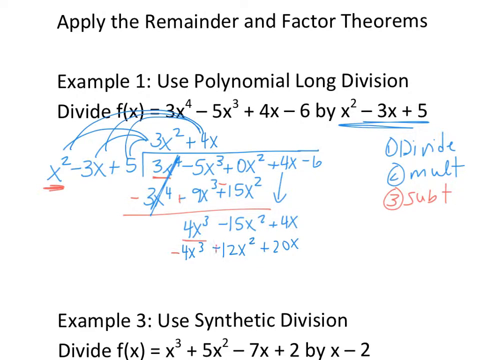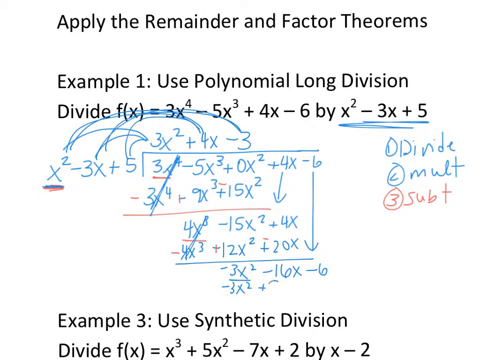And then we're going to do the opposite of those. Cancels. Negative 3x squared minus 16x, and then we're going to bring this down, minus 6. We're going to do negative 3x squared divided by x squared, which is negative 3. And we're going to multiply negative 3 times x squared, negative 3 times negative 3x, positive 9x. Negative 3 times 5 is negative 15. And then we're going to do the opposite. So these cancel. We have negative 25x plus 9.